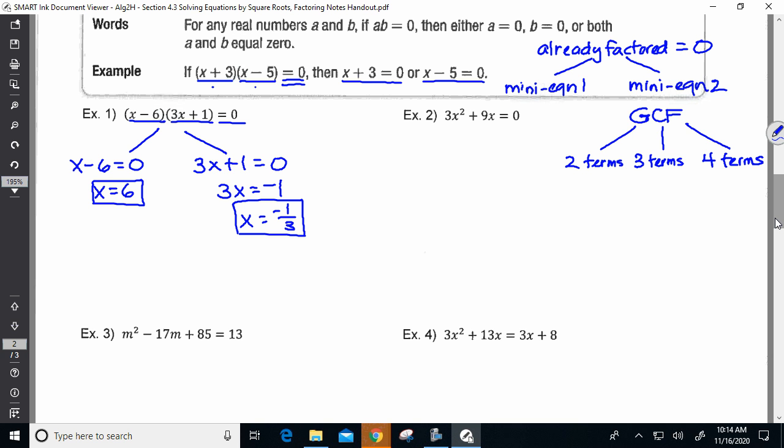If you have 2 terms, then it's difference of 2 squares, sum of cubes, or difference of cubes. If you have 3 terms, then that's MAF. 4 terms is grouping. So again, all this was done in the prerequisite unit, which I will post those notes again in case you need to refresh yourself.